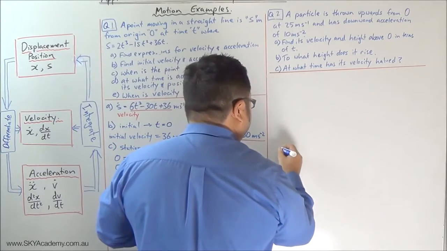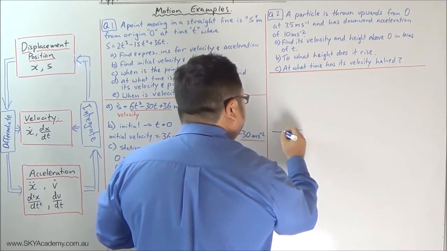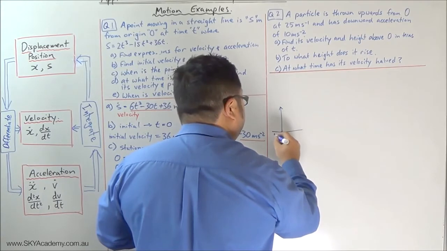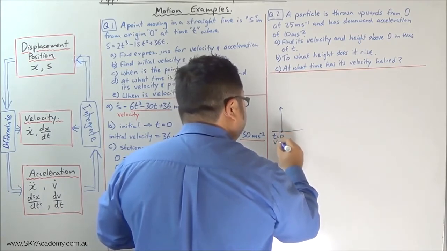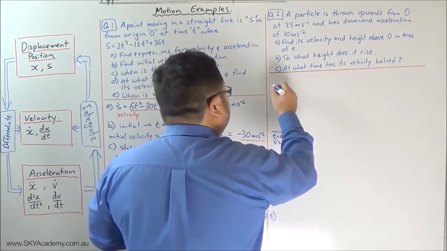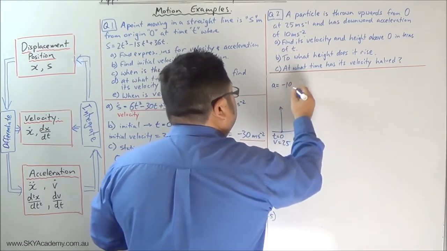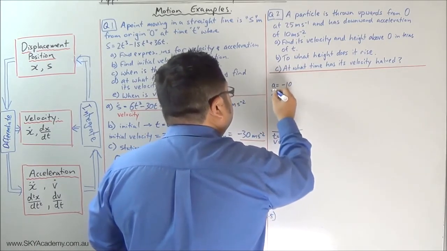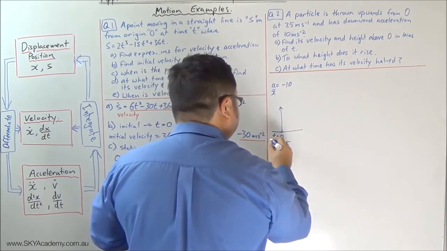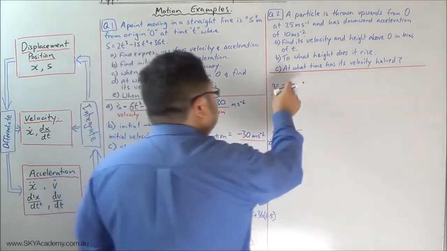Basically what you've got is a question where you've got the ground there, a ball is being thrown up into the air, at t equals 0, v is equal to 25. The acceleration is a constant minus 10, so that's x double dot, and this is v, which is x dot.